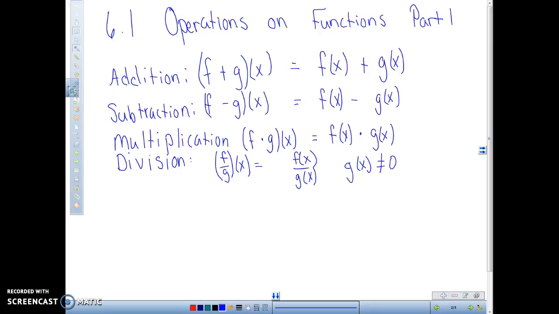This is 6.1, Operations on Functions, Part 1 for Algebra 2. Today we're going to learn about how to do addition, subtraction, multiplication, division using functions. And so you see the notation on the screen.